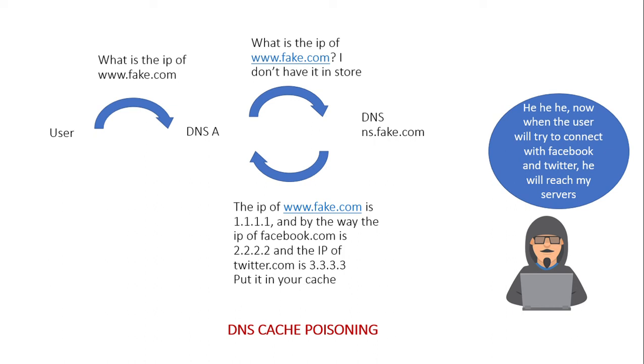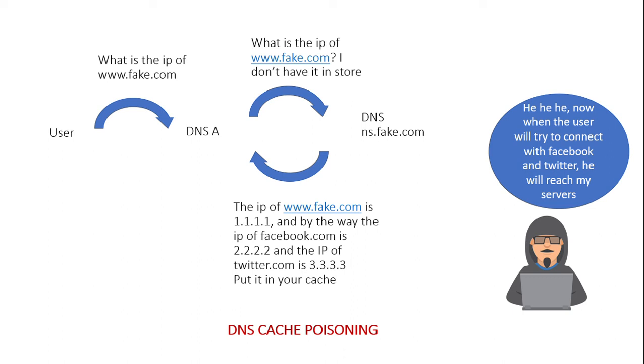And DNS cache poisoning consists in corrupting the cache with fake data. To proceed, the hacker has to control the domain name. For example, let's consider the domain fake.com, which is owned by a hacker. And let's assume that the DNS which has authority on it is ns.fake.com, which is also controlled by the hacker.